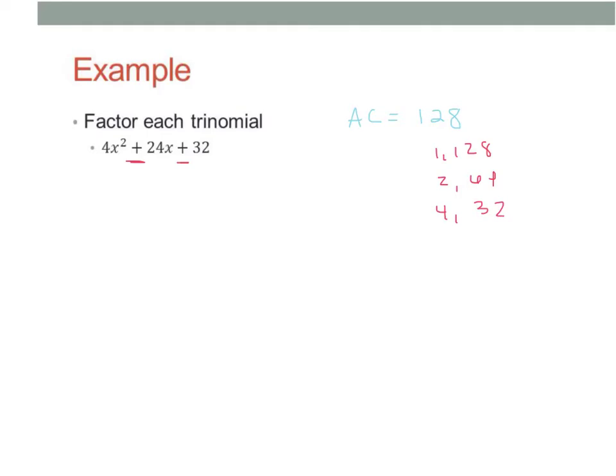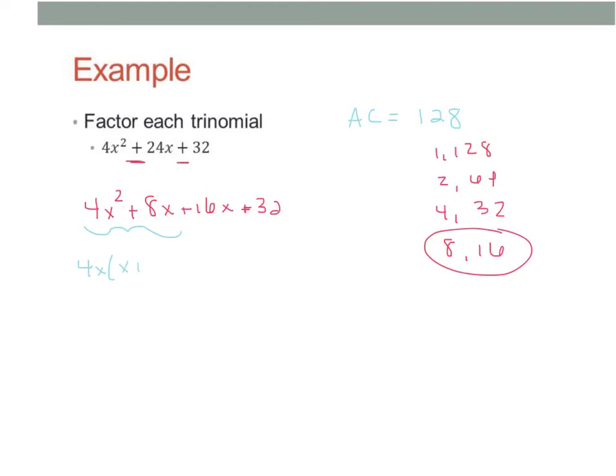So 5 is not going to go into it. 6 does not go into it. 7 does not go into it. So we get 8 and 16, and there's where I can make my 24. So we're going to get 4x squared plus 8x plus 16x plus 32. Okay, and factor by grouping. So out of the first two, we're going to pull out a 4x, which leaves us with x plus 2. Out of the last two, we're going to pull out a 16, which also leaves us with x plus 2. So then if I pull out that x plus 2, I get 4x plus 16.